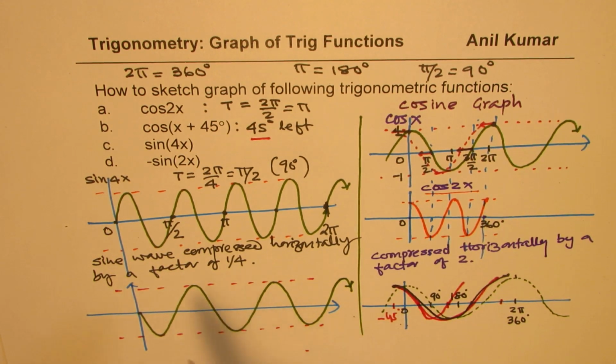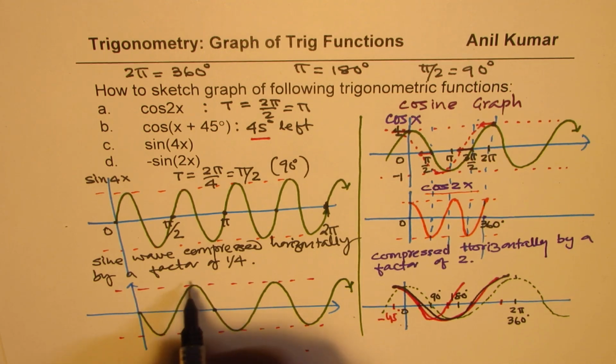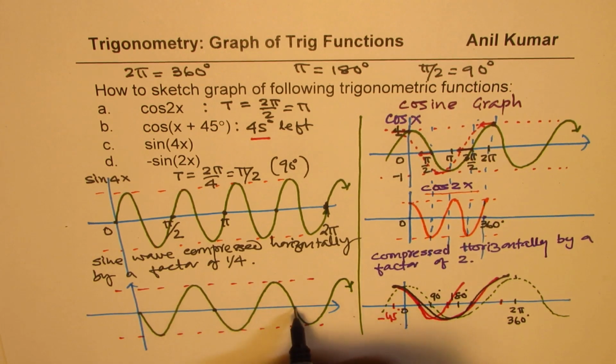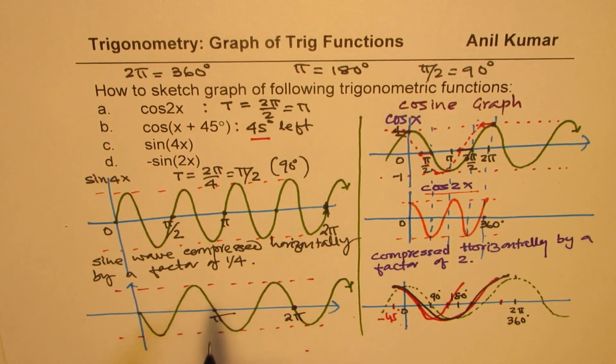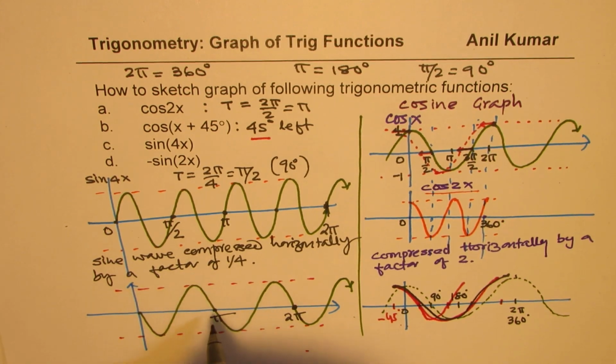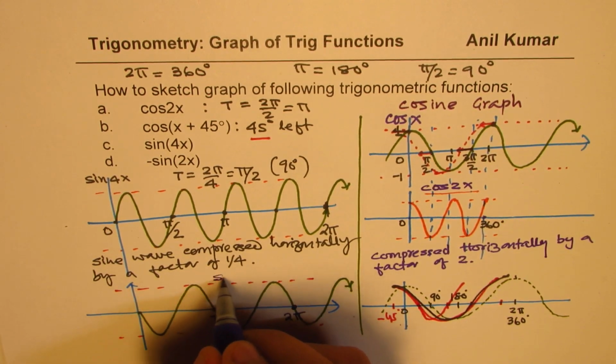So now within 0 to 2 pi, we'll get two waves. So this is one wave, right? Repeating, and that's the second. So that is your 2 pi. This is your pi. So time period for sine 2x is going to be pi. So this is your sine 2x.